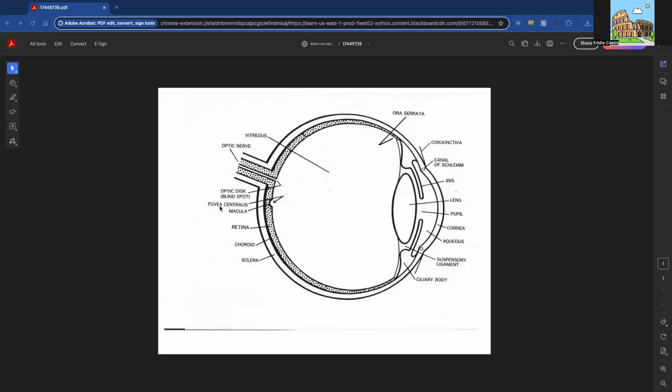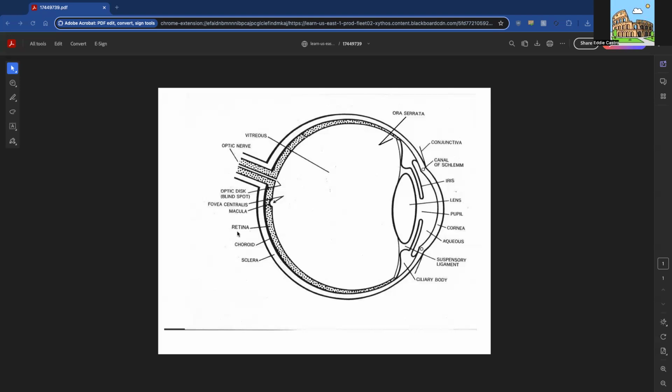The fovea centralis is located at the center of the macula, which itself is in the retina. It contains the highest concentration of cone cells and is where we achieve our sharpest 20/20 vision. The ora serrata is located at the boundary where the retina ends. It's the point where the light-sensitive part of the eye transitions into the ciliary body and the choroid layer.